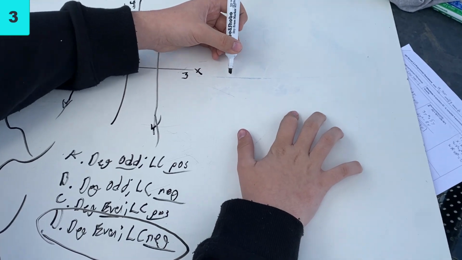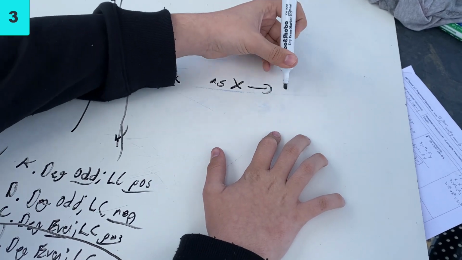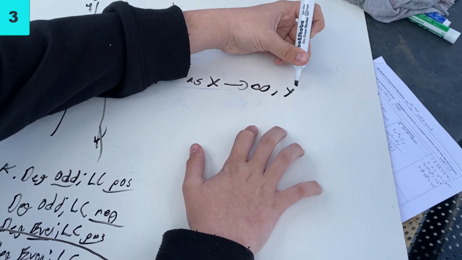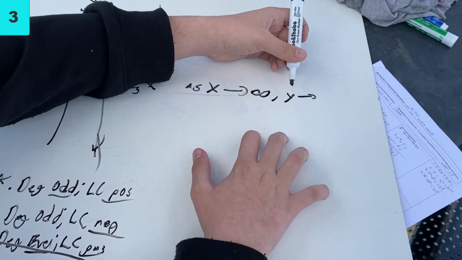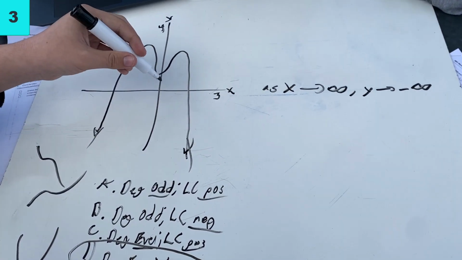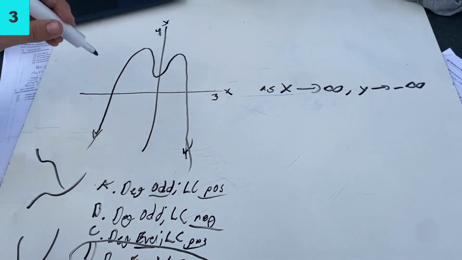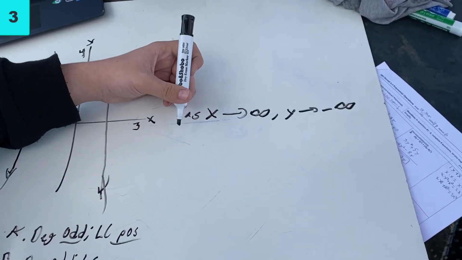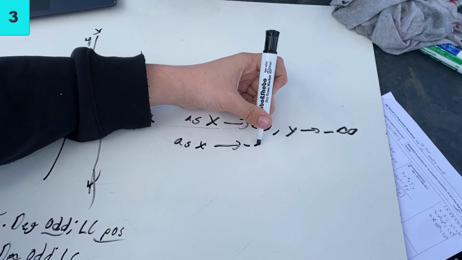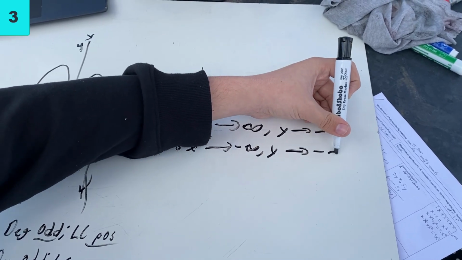as x approaches positive infinity, then y, or f of x, will approach negative infinity. This is because as the graph moves this way towards the positive infinity of x, it is going down on the y-axis. Now we can also say as x approaches negative infinity, y approaches also negative infinity.